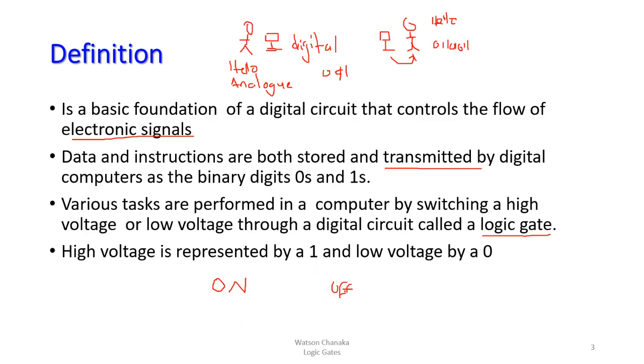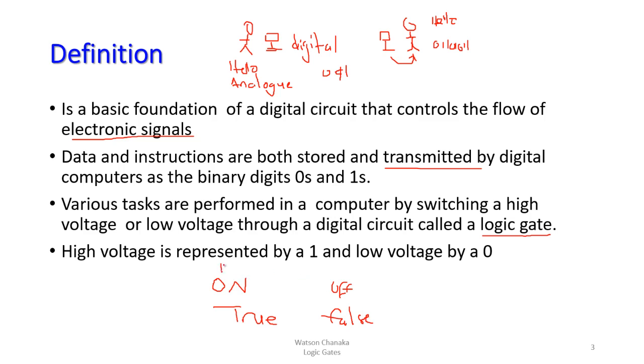It depends on the language each technician or programmer uses. Some use what we call high voltage and low voltage. Some use ones and zeros. Some use true or false. So on is true, and off is false. These are the three statements which are basically used.